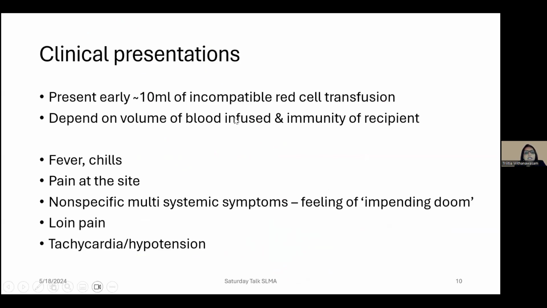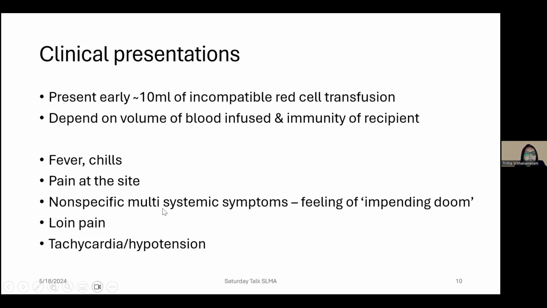The presentation will vary depending on the patient's immune system, how many red cells we have given to the patient, and the rate and rapidity of the transfusion. The book says it presents very early. Typically, in the majority of patients it presents very early, and they say 10 ml of incompatible transfusion is enough to activate the complement system. So we can see fever, chills, and pain at the site as a very early indication once the infusion is starting.